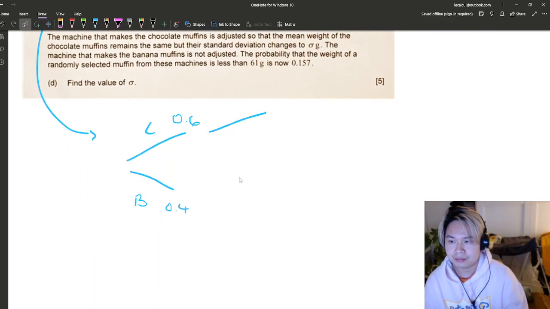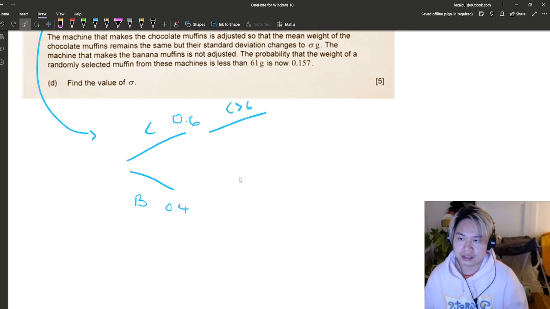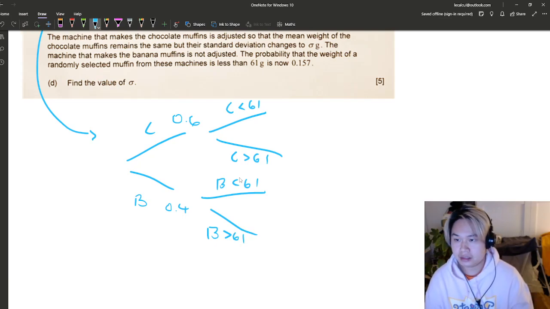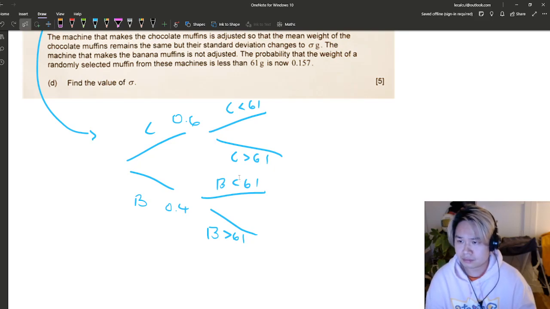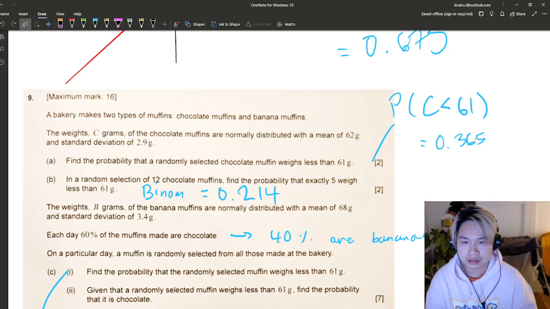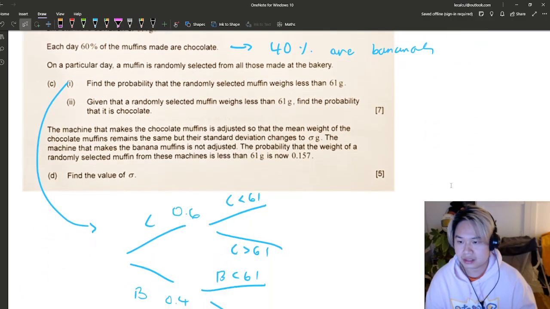So C being less than 61 on the top, and C being more than 61. And then this one, bananas being less than 61, bananas being more than 61. Okay, so, oh yeah, and then write down the probabilities. So 0.365.